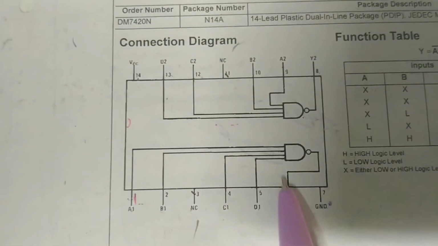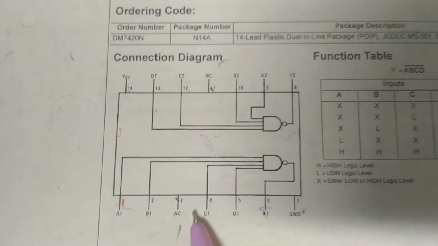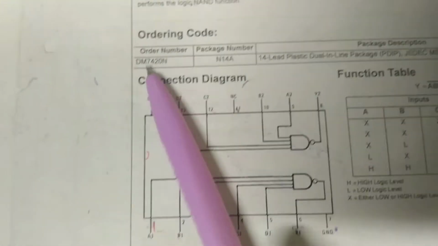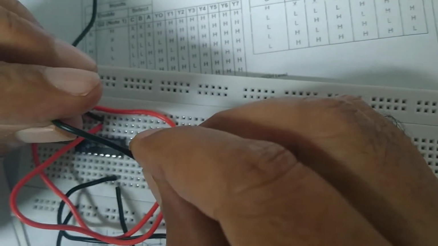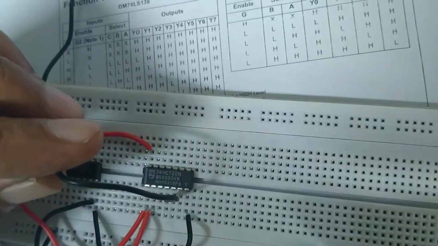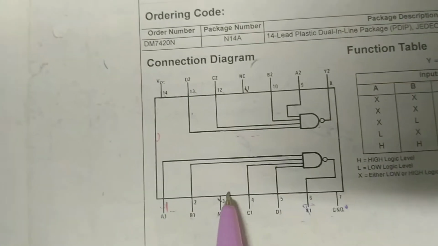11 is connected to the next input of this NAND gate, and the next input is present at pin number 4. So where is pin number 4? This one, because 3 is not used. In this case you can see 3 is not used.